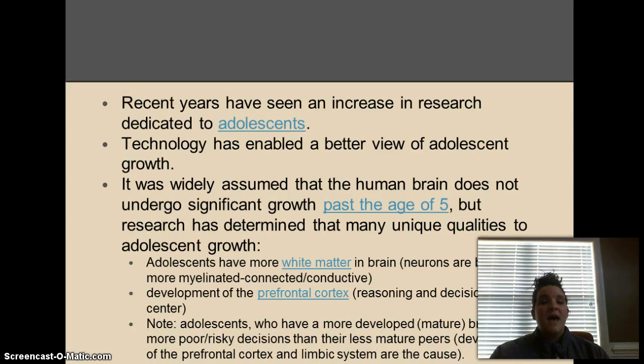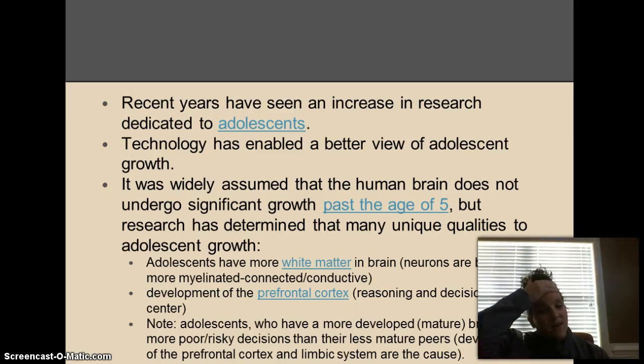So focusing really on adolescence, there's been a lot of research recently dedicated to adolescence. Technology has enabled a better view of adolescent growth. We used to think that the human brain didn't undergo any significant growth past the age of 5. But research has determined that we have unique qualities that are just for adolescent growth. For example, adolescents have more white matter in the brain. The neurons are becoming more myelinated, connected, conductive.